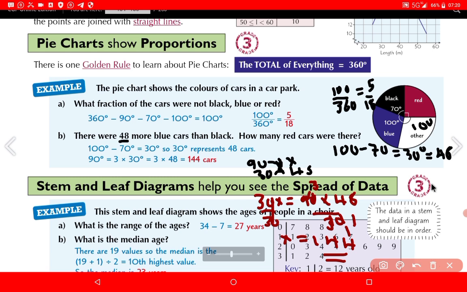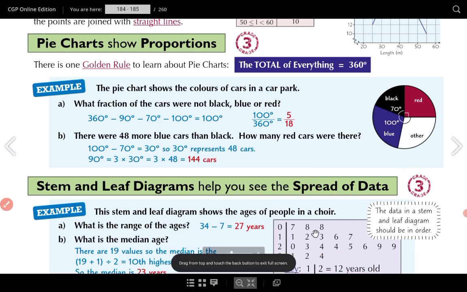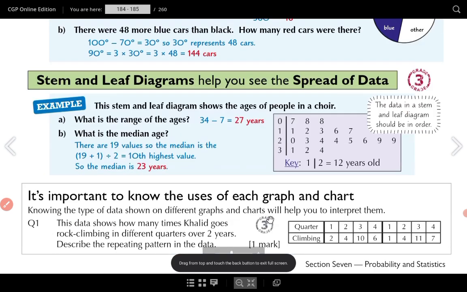Very simple. The stem and leaf diagrams help you to see your spread. Okay, so the stem and leaf diagram shows the ages of people in a choir. So these are the ages, and these are the frequencies. The key is that 2 is equal to 12 years old. So what is the range of the ages? 30 minus 7.